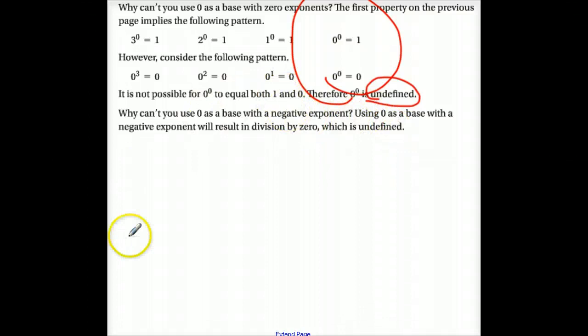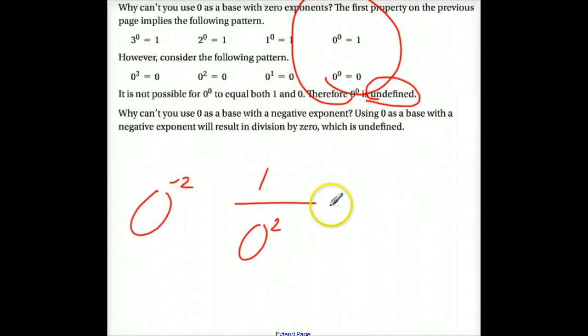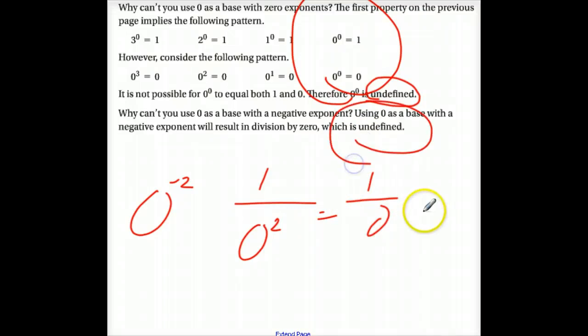Same with negative exponents. If I had 0 raised to a negative 2 and I put that on the bottom, well, this is going to be 1 over 0 squared. And we know that having 0 in the denominator of a division problem results in an undefined answer. So we can't have 0 raised to the 0 power. It equals 0. Or it's undefined, sorry. And 0 to a negative exponent is also undefined.